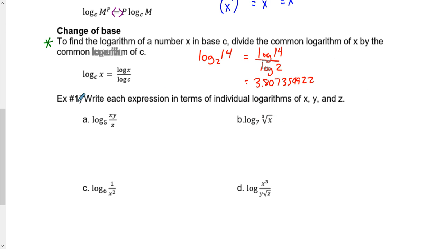We're going to write this one as individual logarithms of x, y, and z. We basically just want to have things that only have x, only have y, only have z, and we're going to make them as individual as possible. All right, first things first. Log base 5 of x times y divided by z. Well, we have a multiplication here and we have a division here.